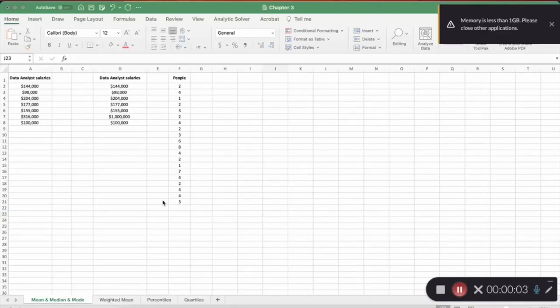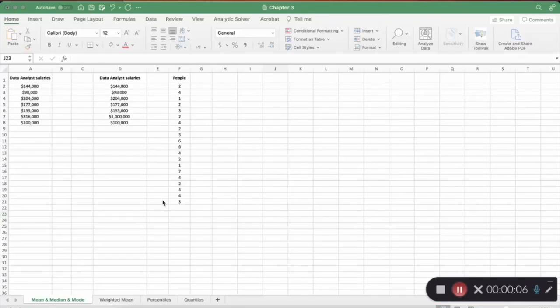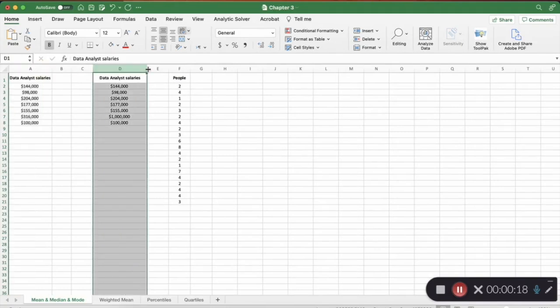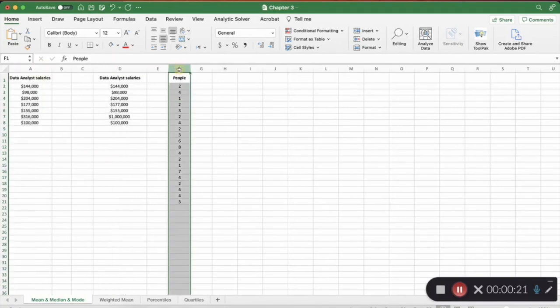Okay, in these examples, we are going to find some of the measurements. The first one, we have three data sets here: data analysts' salaries, data analysts' salaries, and number of people. We're going to talk about this when we come to it. But now we will be finding the measures of center. The measures of center means we are talking about mean, median, and mode, basically, right?